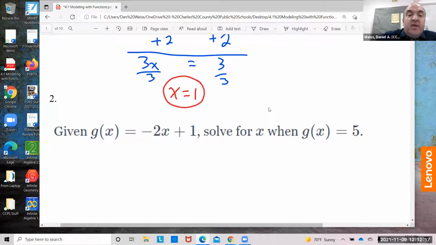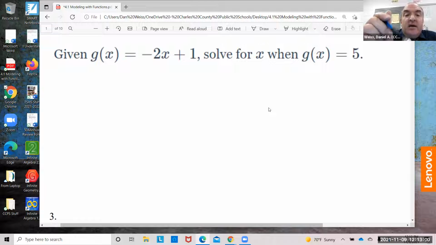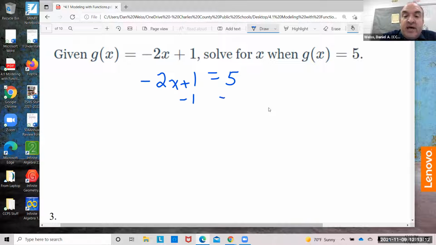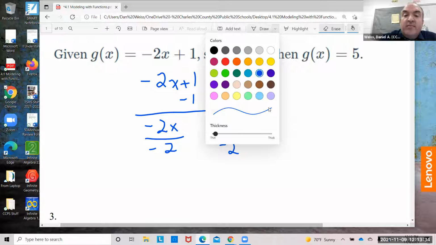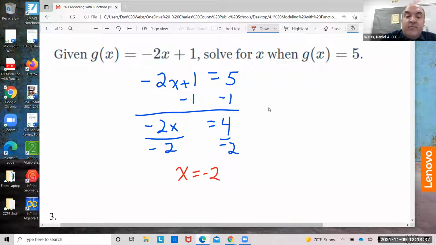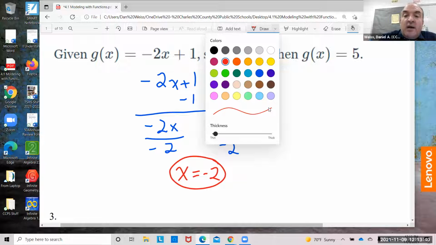All right. Take a look at this one. Same thing. Here, g of x equals g of x. So negative 2x plus 1 equals 5. We're going to minus 1 from both sides. Negative 2x equals 4. Divide by negative 2. X equals negative 2. There you go.